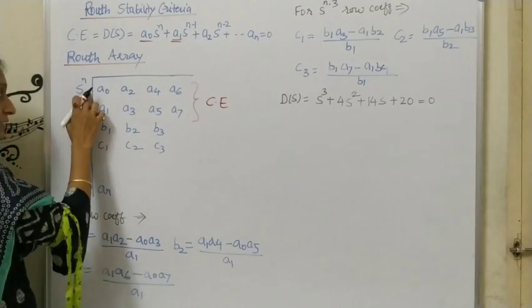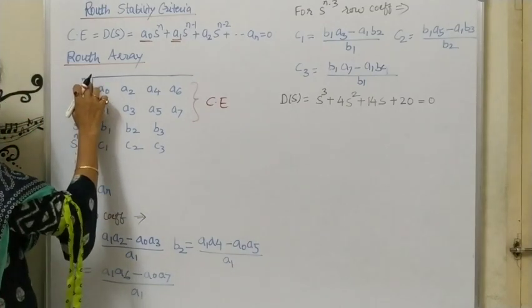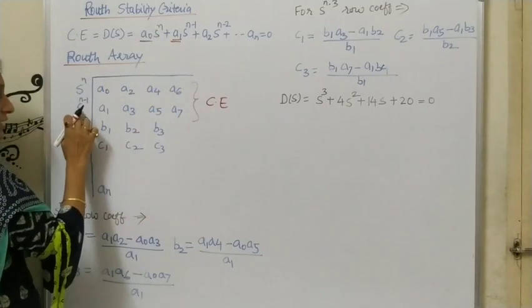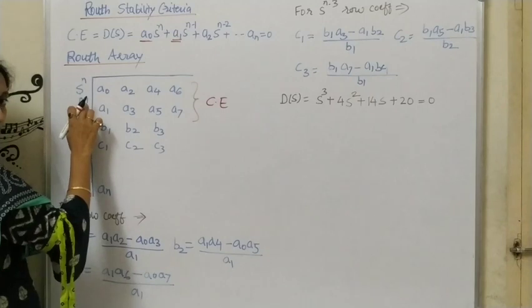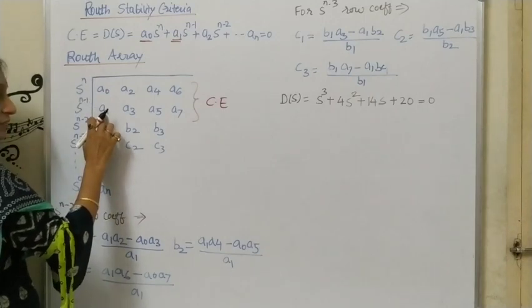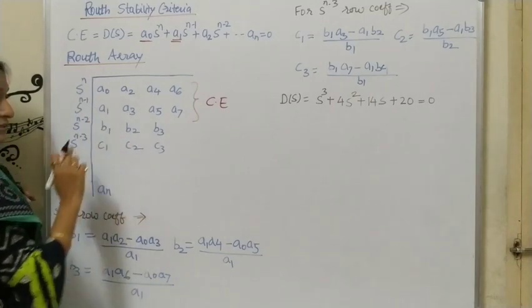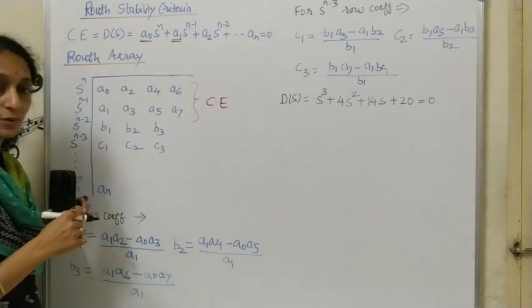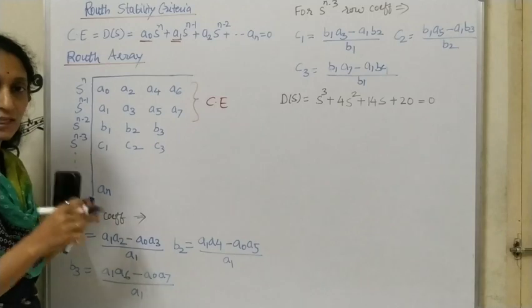Again I will repeat: for s raised to power n, we start with the coefficient of s raised to power n, that is a0. And for the s raised to power n minus 1 row, we start with the coefficient of s raised to power n minus 1. So the first two rows you have to obtain from the given characteristic equation.